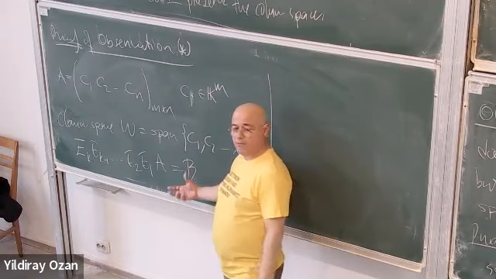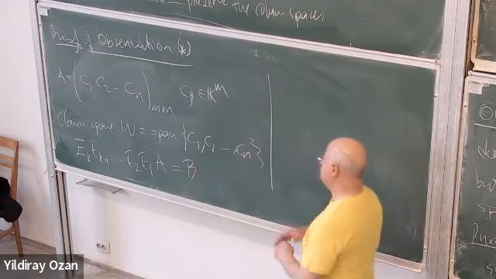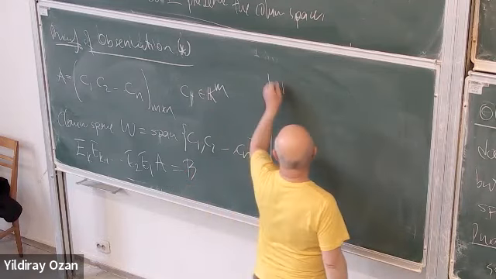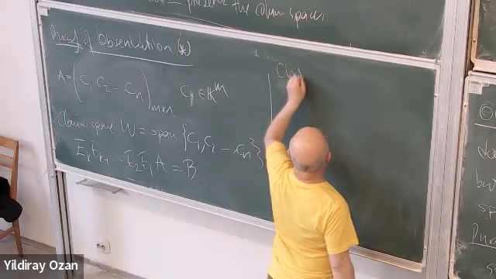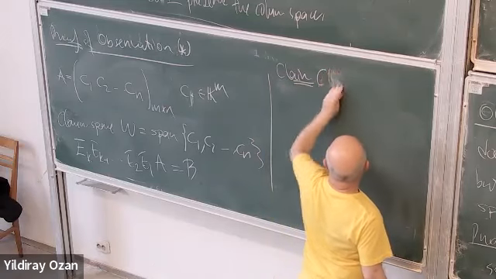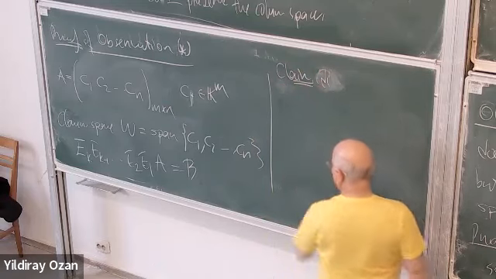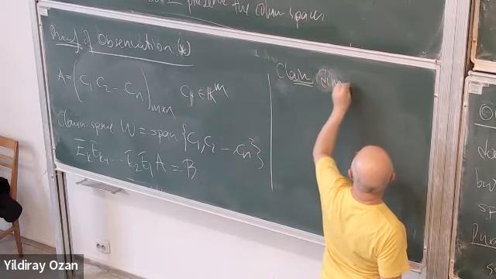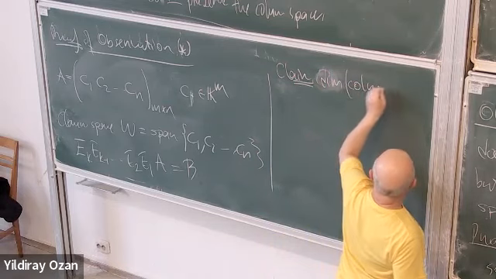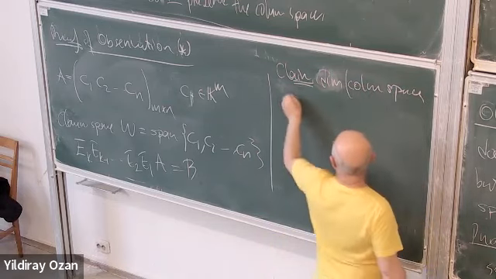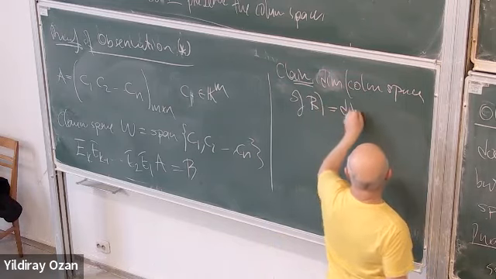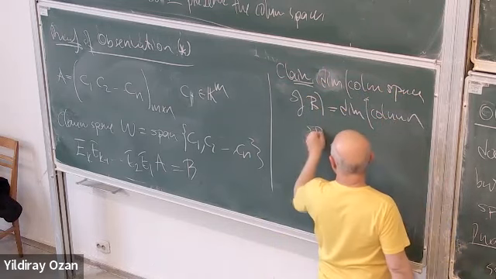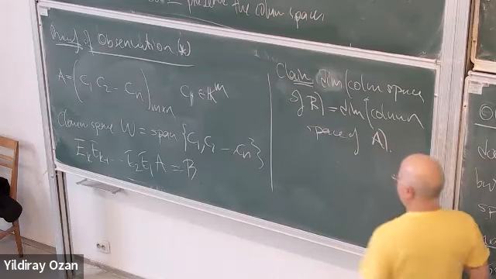Take, for example, the transpose of this. So we claim the dimension of the column space of B is the same as the dimension of the column space of A. Why is it?